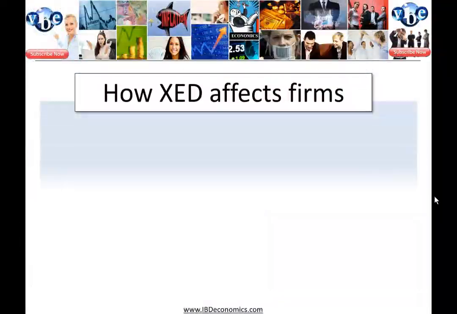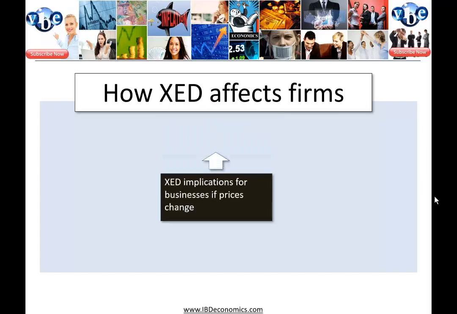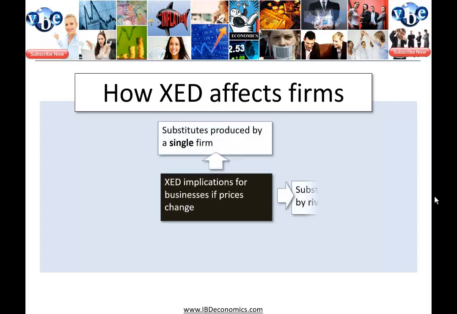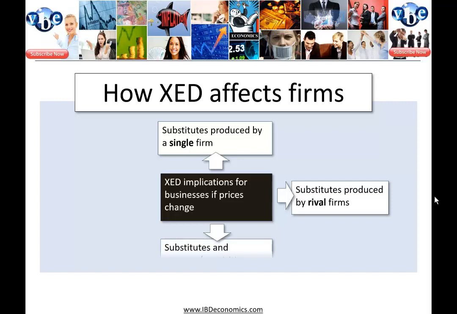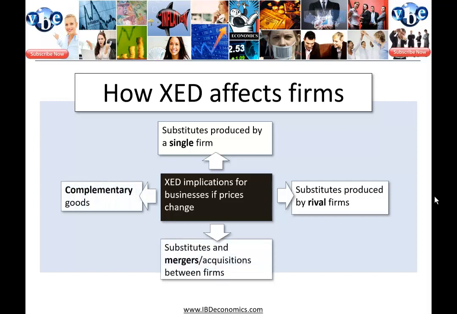Okay, so what are the implications for cross-price elasticity of demand, and how does it affect businesses? There are several important implications for businesses if prices change, and we're going to look at these each in turn. So, substitutes produced by a single firm, substitutes produced by rival firms, substitutes and mergers and acquisitions between firms, and complement goods. Let's have a look at each of these now.